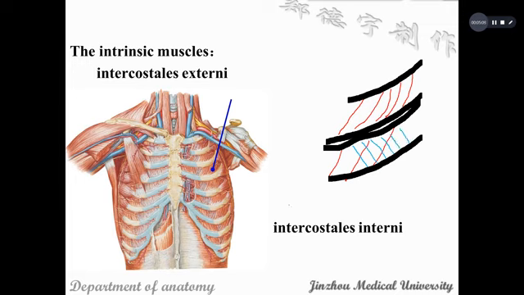Understand? So the intercostales externi pull up the rib, and the intercostales interni pull down the rib, and then our thoracic cage, under the action of these two muscles, can increase and decrease its capacity. So we can do inspiration and expiration. This is the intrinsic muscle.